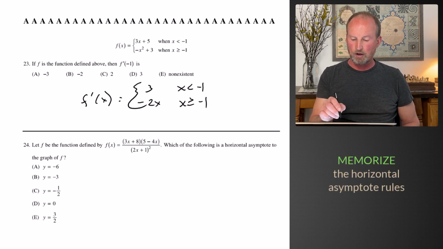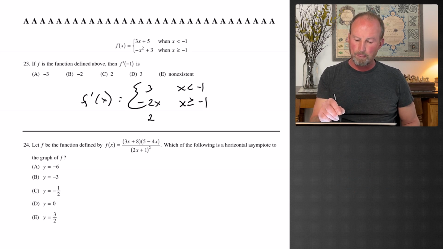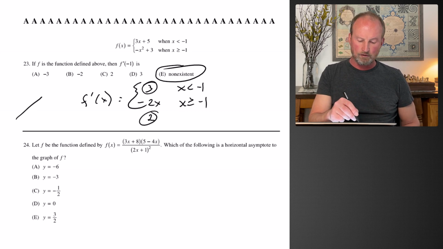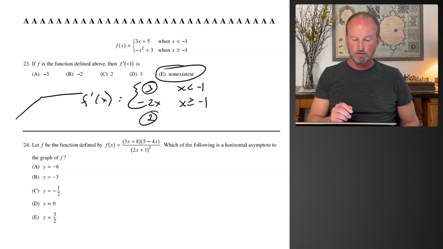So at -1, what happens? Well, the top's always 3. The bottom becomes a positive 2 when I plug in a -1 for x. 3 does not equal 2. My derivative does not exist. We have like a cusp and a corner. We have a slope that goes like this, then it goes a little bit flatter. That is not differentiable. Okay.